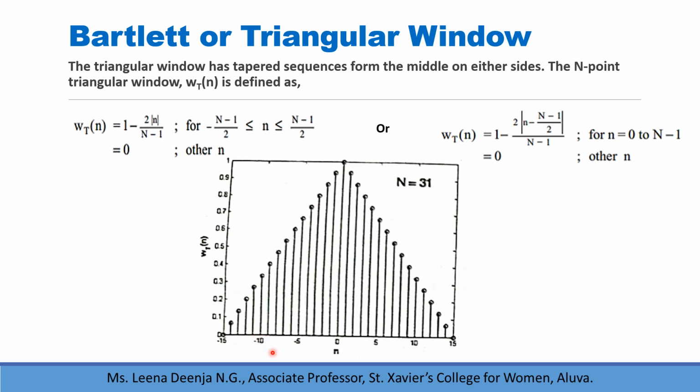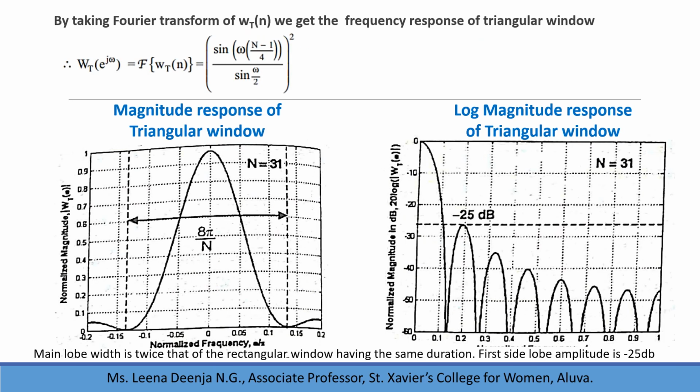For N equal to 31, by plotting Wt of n versus n, we get a sequence like this. This sequence is the triangular window sequence. By taking the Fourier transform of Wt of n, we get the frequency response of the triangular window. Therefore, the frequency response Wt of e raised to j omega is equal to sin of omega (N minus 1) by 4 divided by sin of omega by 2, whole raised to 2. The magnitude response of the triangular window is like this. Here we plot the normalized magnitude versus normalized frequency.